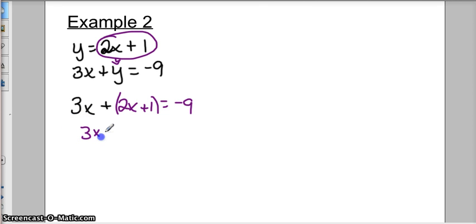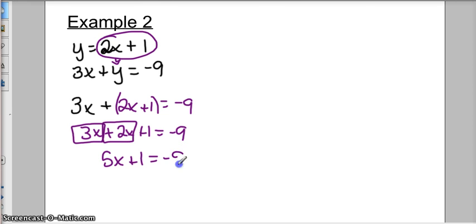So because there's nothing to distribute, I can bring down 3x plus 2x plus 1 equals negative 9. And then I go ahead and solve. So combine like terms. You have 3x plus 2x, so we have 5x plus 1 equals negative 9. Minus 1. Cross those out. 5x equals negative 10. And the last step, divide by 5. So x equals negative 2.